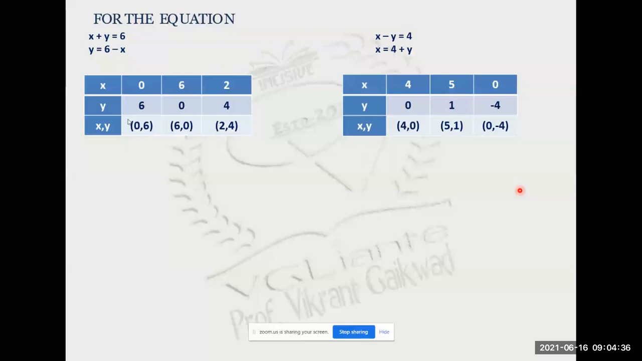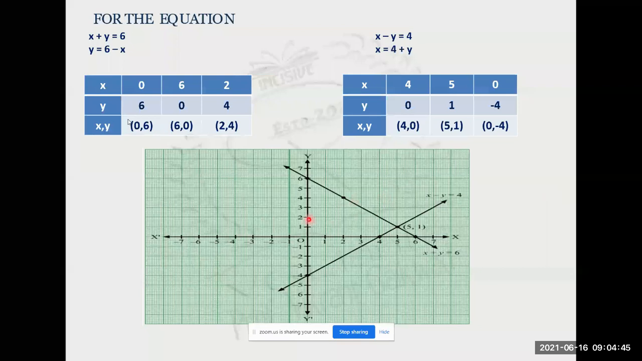Now you draw the graph of this. After completing the table, you need to draw the graph. Now here we go: 0, 6. That would lie on the positive y-axis. The next point, 6, 0. Where will 6, 0 lie? It will lie on the positive x-axis.